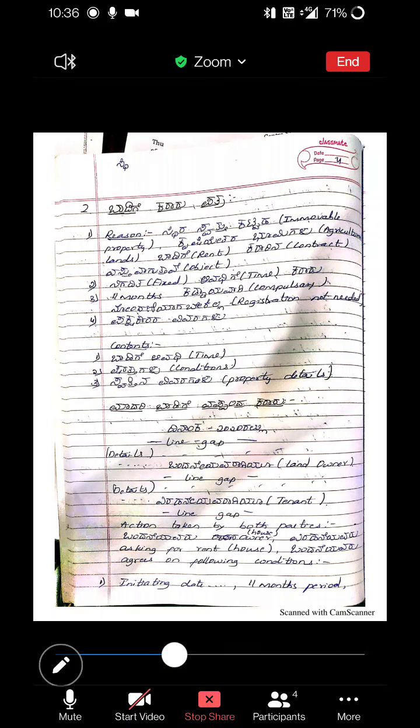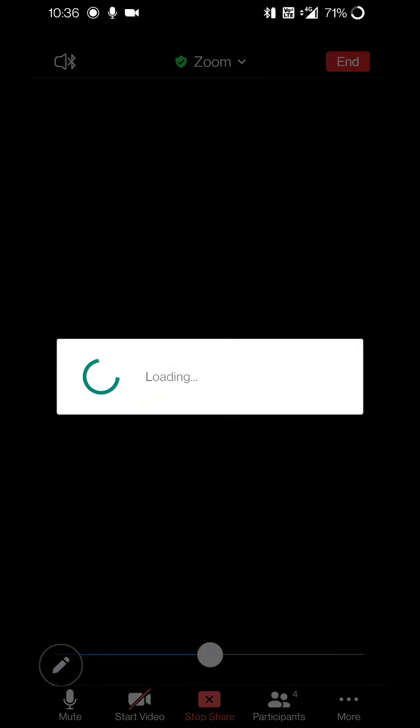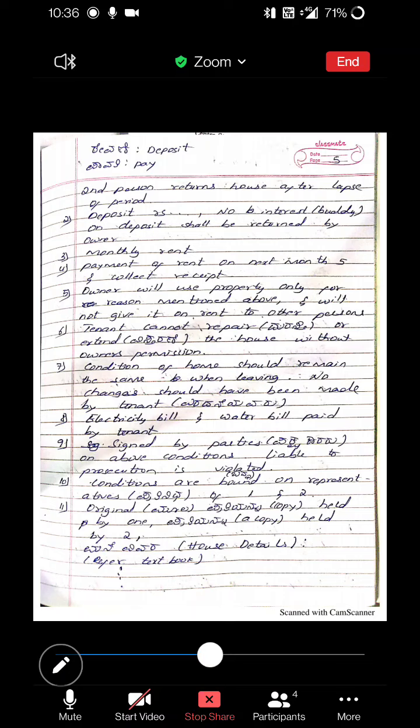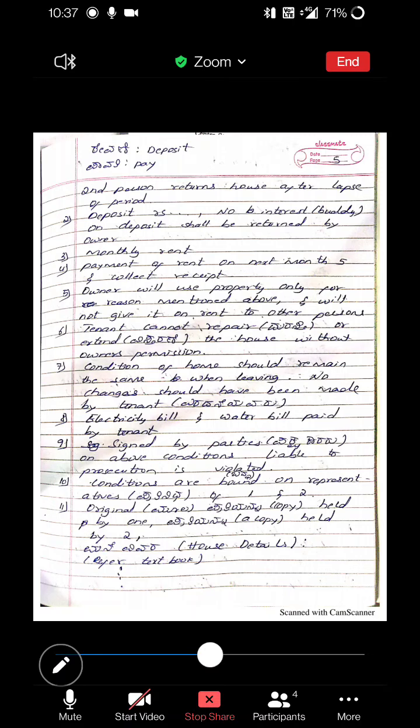The first party, the owner, is asked for rent by the second party. The first party agrees on the following conditions. So the first party, the landowner, is giving the second person his house on rent on the following conditions. Starting date, 11 months period. The contract will be valid for 11 months. The second person returns the house after the period lapses. So after 11 months, the second person has to return the rented home. The deposit rupees have to be mentioned compulsorily, and the owner shall return the deposit without interest. So the owner will return the same amount the tenant gave as deposit, without any interest.